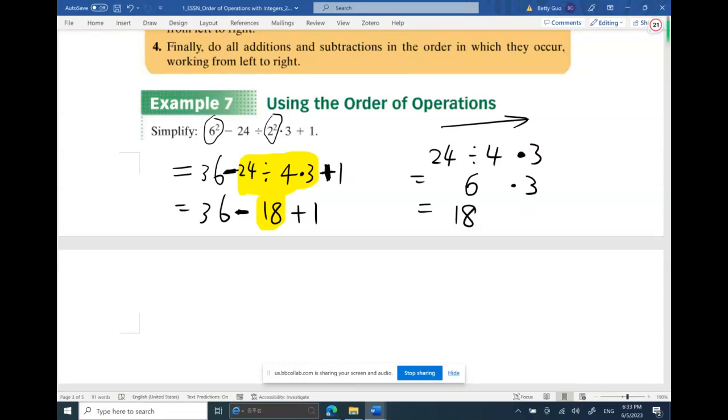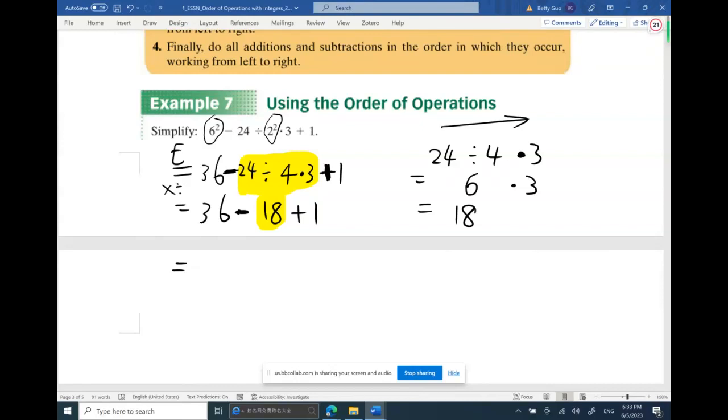And the yellow part turns out to be 18. So every step: the first step we took care of the exponentiation. The second step we took care of the yellow part, the multiplication and division part. Next step, 36 minus 18 plus 1. This expression only has addition and subtraction. Tell me please, what's rule number 2?